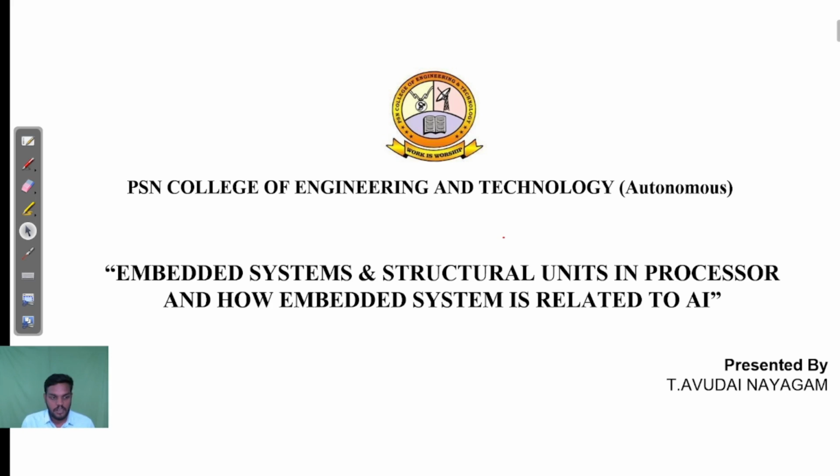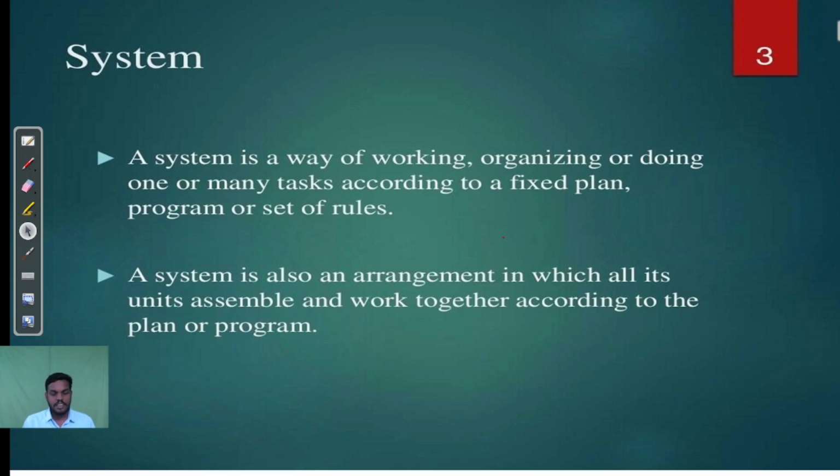Now we are discussing embedded systems and structural units in a processor, and how embedded systems are related to artificial intelligence. An embedded system is an electronic system that has software embedded in it. Depending on the application, programming or non-programming methods are used. A system works by organizing and doing a particular task according to a fixed plan of a program or set of rules.